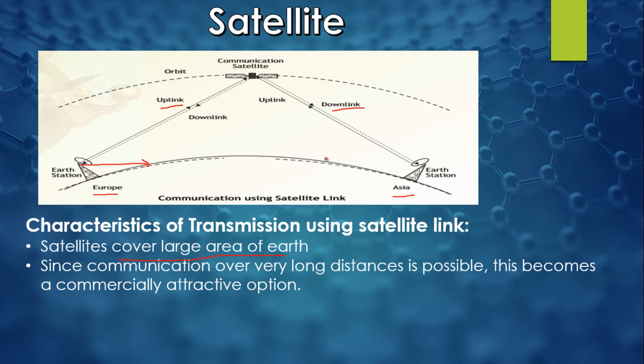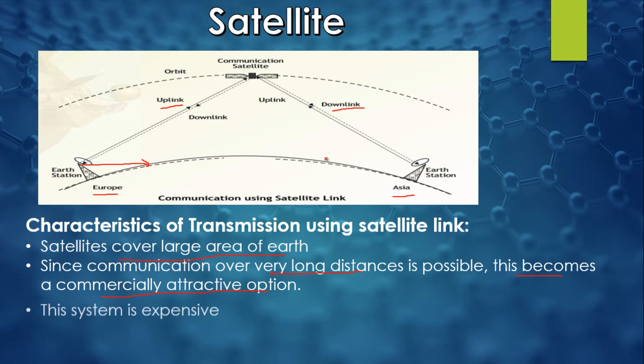Suppose I give you an example of Star TV. All of you know that Star TV is available all over the world, but how is it possible? Because in this case, the Star network sends their signals to the satellite, and the satellite sends all those signals to different points on the earth. So that's why the Star TV network can be seen in any part of the world. So that's why this becomes a commercially attractive option. Why? Because it covers a very long distance.